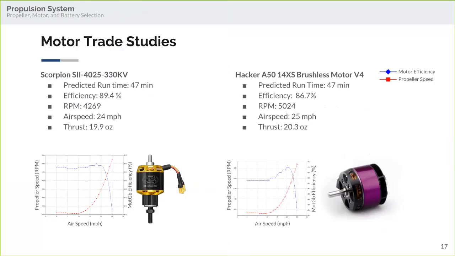One thing that really stood out to us about the Scorpion is that at lower airspeeds, the motor efficiency was much more constant than the Hacker, as you can see on the graph for the blue line. The Scorpion is a little more consistent across the board, while the Hacker's efficiency comes up and then drops back off as we approach 25 miles per hour.